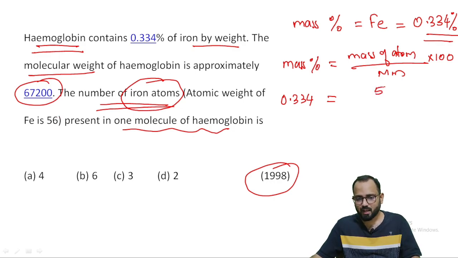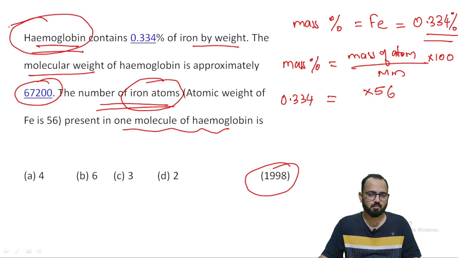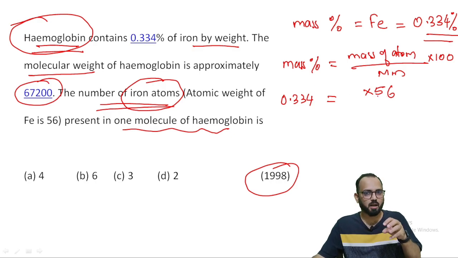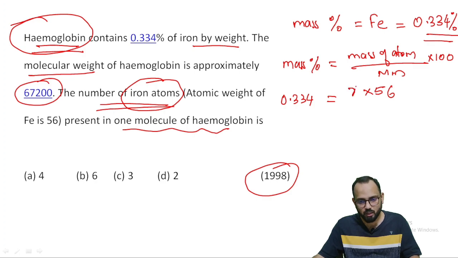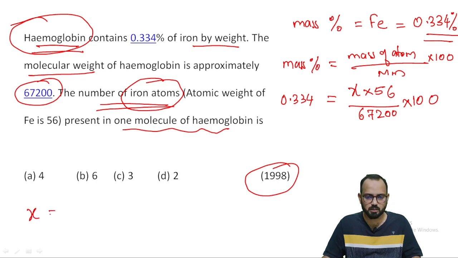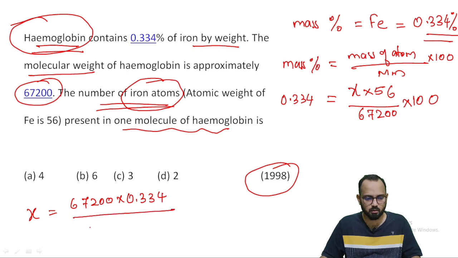You know the mass of one iron atom is 56. And I don't know how much iron is present in hemoglobin. Actually, you know that, but still we are going to find it out through this chemistry. So 56 is the mass of one Fe, and we don't know the number of Fe in hemoglobin, which I have considered as X, by molecular mass 67,200 into 100. Now I can find X easily. X is 67,200 into 0.334 by 56 into 100.